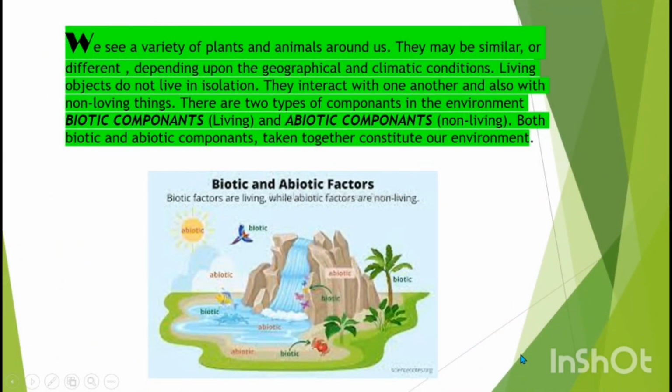We see a variety of plants and animals around us. They may be similar or different depending upon the geographical and climatic conditions. Living objects do not live in isolation. They interact with one another and also with non-living things. There are two types of components in the environment: biotic components, that means living, and abiotic components, which mean non-living. Both biotic and abiotic components taken together constitute our environment.